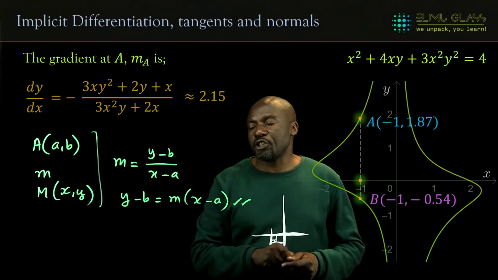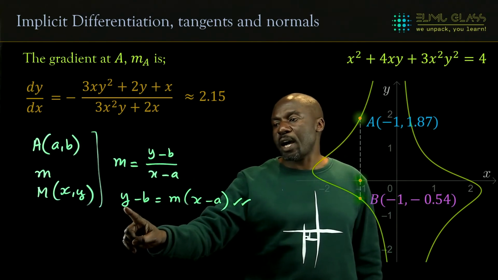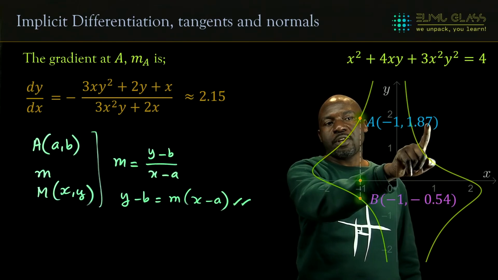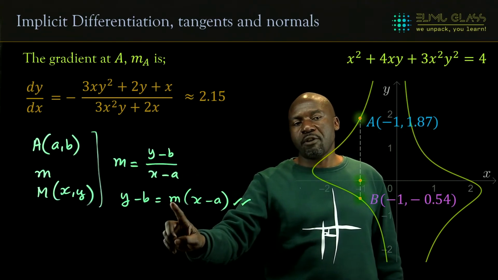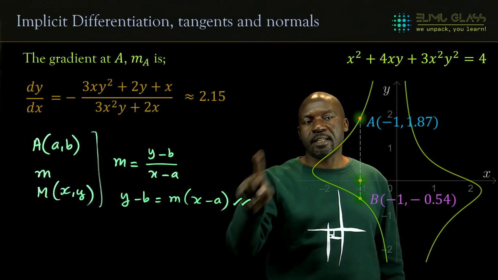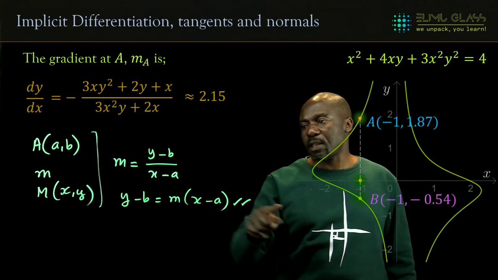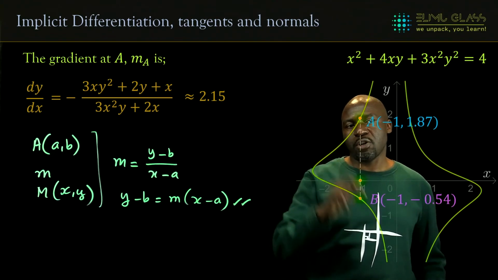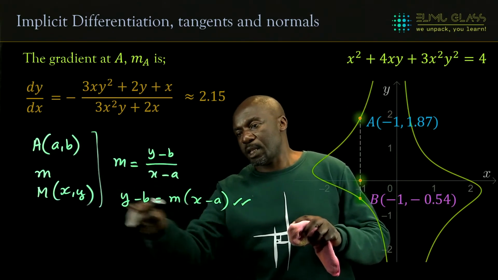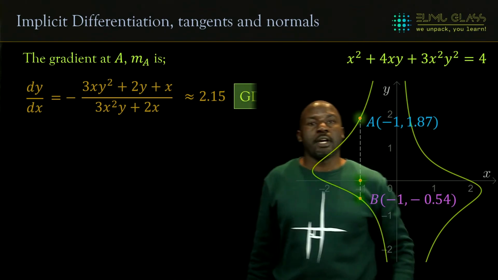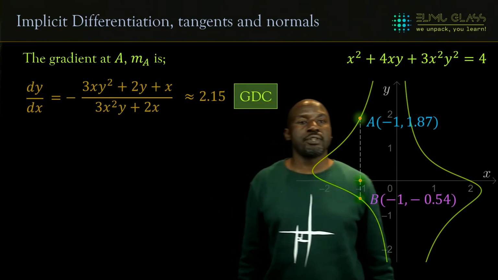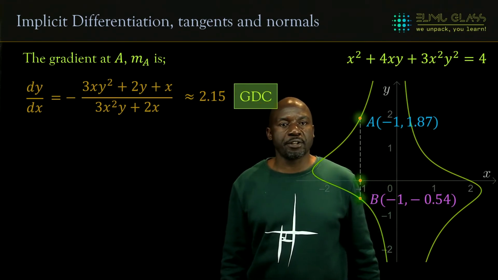So keeping this relationship in mind, that is, take y, subtract the y coordinate, so subtract 1.87, must be equal to the gradient, into x minus the x coordinate, which is -1 there. And already that is the equation of the tangent to the curve. Let's do that quickly. Keep this in mind, that's what I'm using. That gives me 2.15, which is what I get using a graphical display calculator.